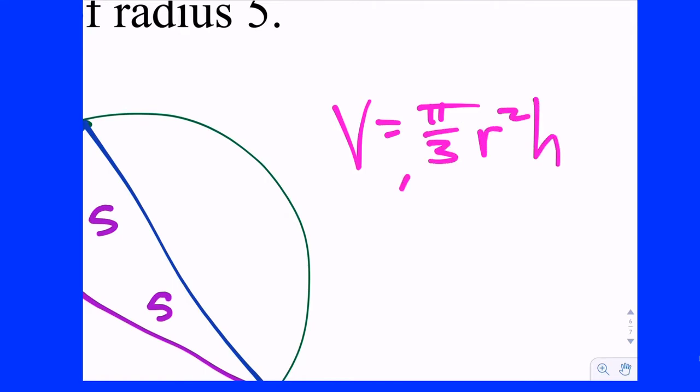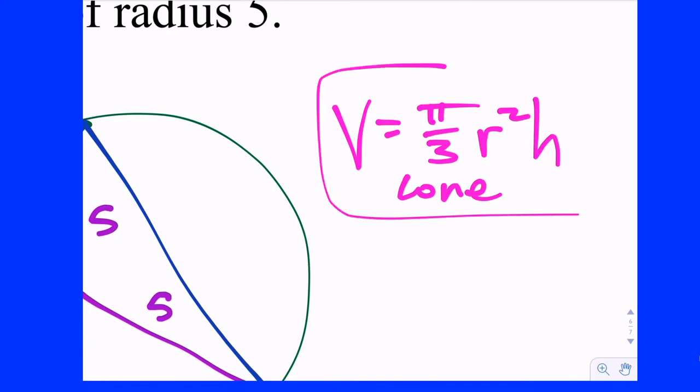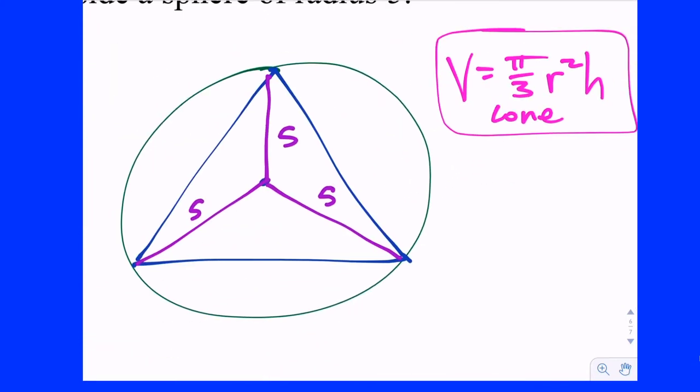The volume of a cone is pi thirds r squared h. The volume of a cylinder is pi r squared h, and that's the one you're using in the homework. So it turns out if you start with a cylinder and then chip away 2/3 of it, you're left with the volume of a cone.